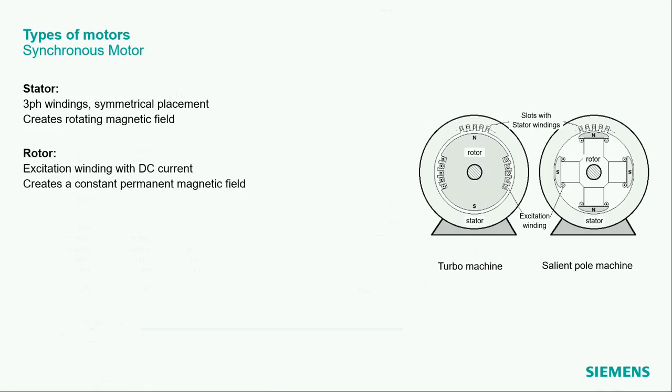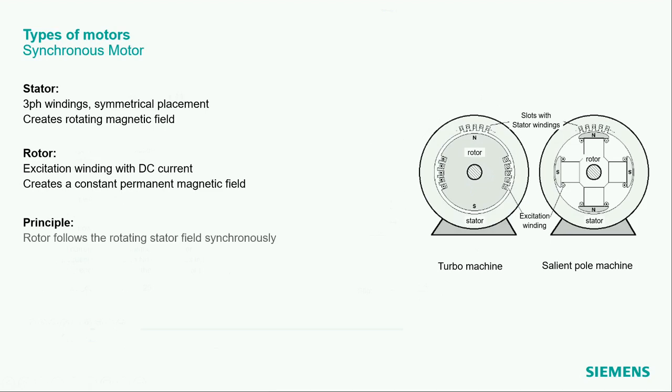However, here the principle is different. I have also a rotor, but in the rotor I have a current flowing, and this current is a DC current, normally a DC current with a lot of ripples, but the base current is a DC current. This creates a constant magnetic field, a permanent magnetic field. Some motors also have a permanent magnet inside instead of the current. The result is basically the same. So I have a permanent magnetic field here inside.